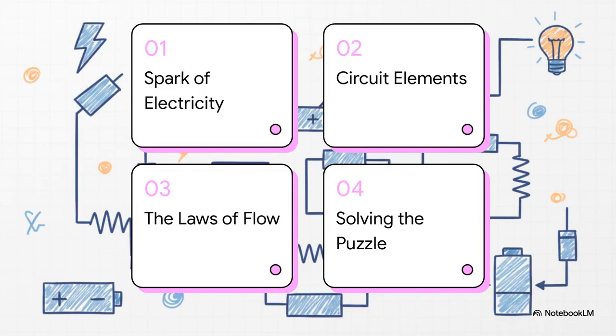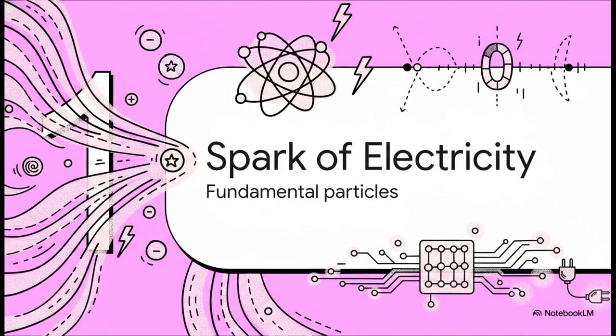Okay, here's our comforting roadmap for today. First up, the spark of electricity. Second, we'll meet the circuit elements. Third, we'll cover the laws of flow. And finally, number 4, solving the puzzle. Let's jump right into section 1, the spark of electricity, understanding the fundamental particles.